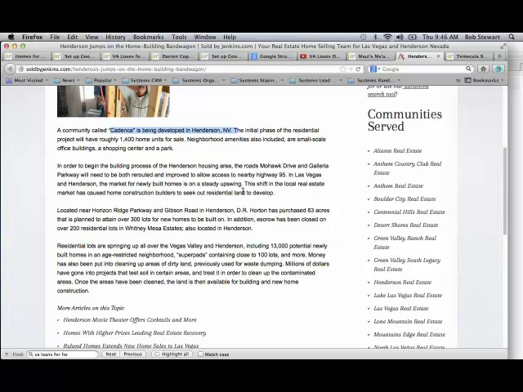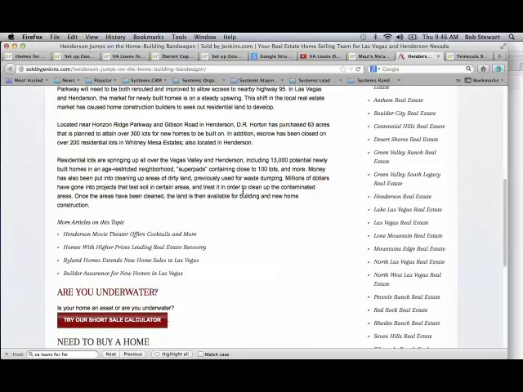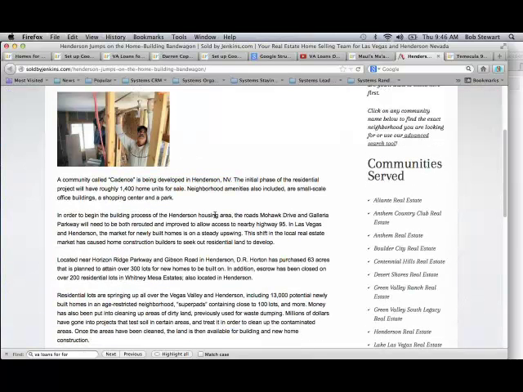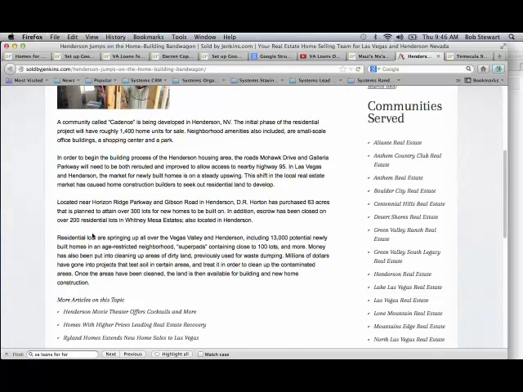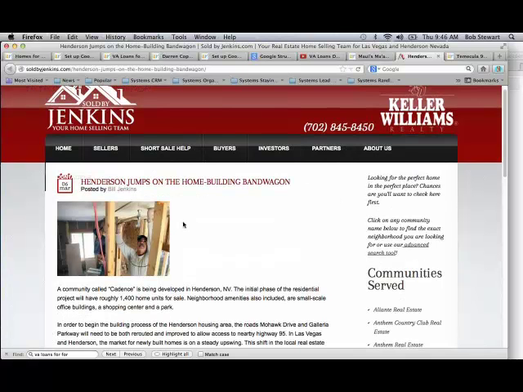There's no calls to action. If somebody was to find this blog post, and I don't know enough about this community right now to know whether the listings are actually on the MLS, whether they are currently being sold, maybe if I read his post I would be able to ascertain that. But, oh yeah, escrow has been closed on 200 lots in Whitney Mesa Estates. So I get what he's doing here.